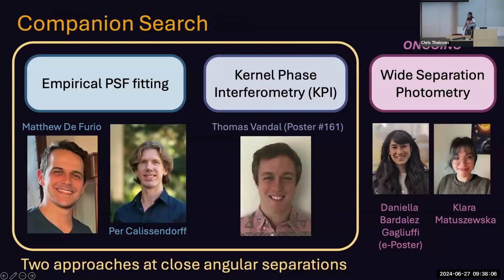So then we search for companions at close separations with two different approaches. The first one is through PSF fitting. So I'm going to show you an example of that in a bit. The second one is kernel phase interferometry. Talking about interferometry in front of this many people is very high up in my list of nightmares. So please ask your questions to Thomas Vandel, who has been leading this analysis. And I will not say more about this.